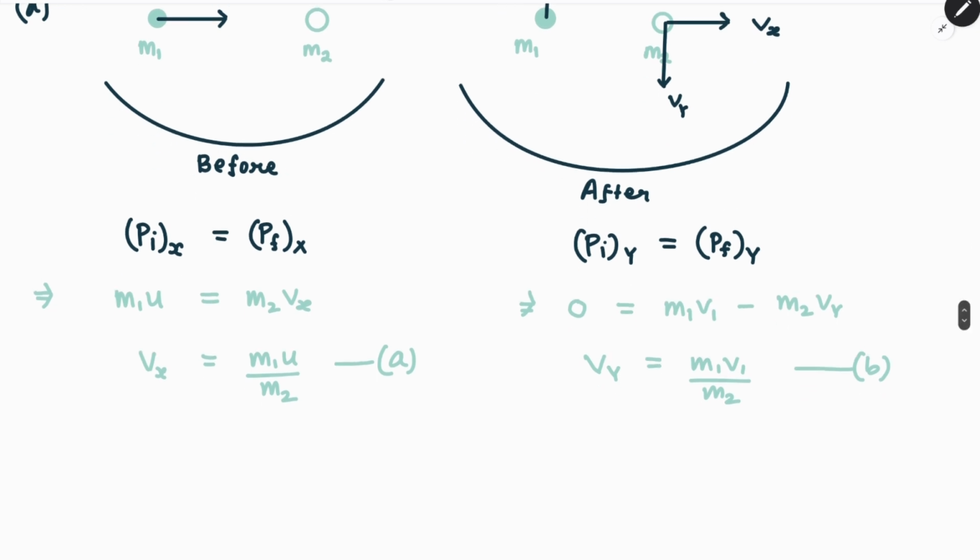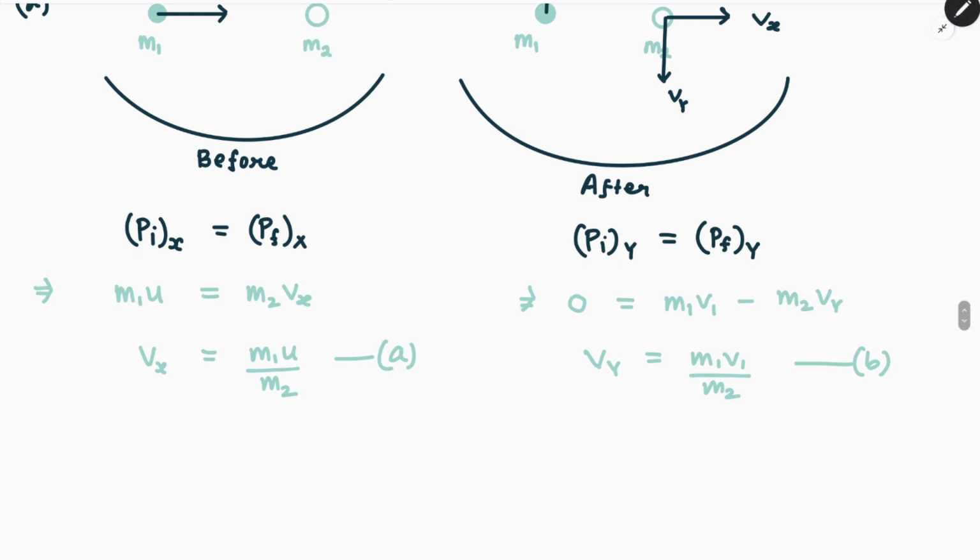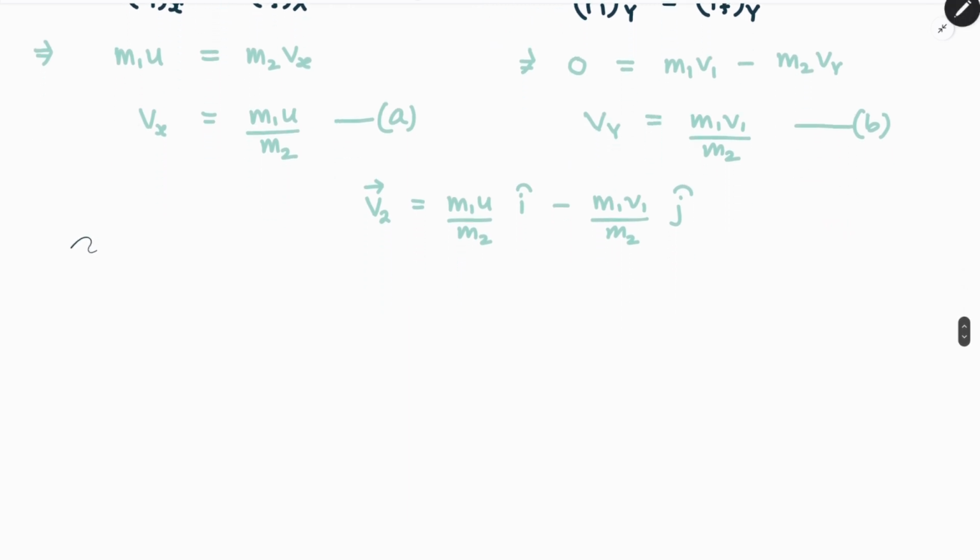So over here we can say that the particle 2 will attain a velocity v2 in this form: m1u upon m2 i cap minus m1 v1 upon m2 j cap. The negative sign represents that the velocity of the particle 2 is in the downward direction, that is, in the opposite direction in the y-axis. So this is v2. Now the next thing that we consider over here is, since the collision is perfectly elastic in nature, the kinetic energy is conserved.